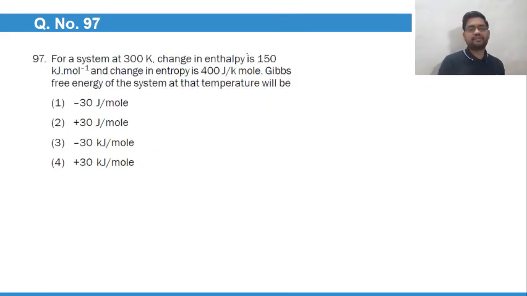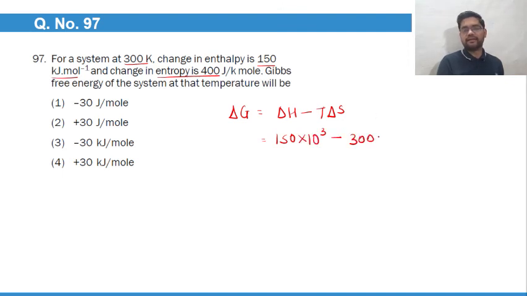97. For a system at 300 Kelvin, the change in enthalpy is this much and the change in entropy is this much, find the free energy at that temperature. So delta G equals delta H minus T delta S. That is 150 kilojoule into 10 raised to 3 minus 300 into delta S, which is 400. This is in joules, so we have already converted this.